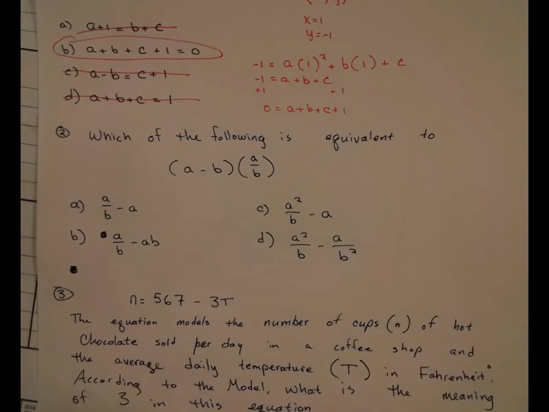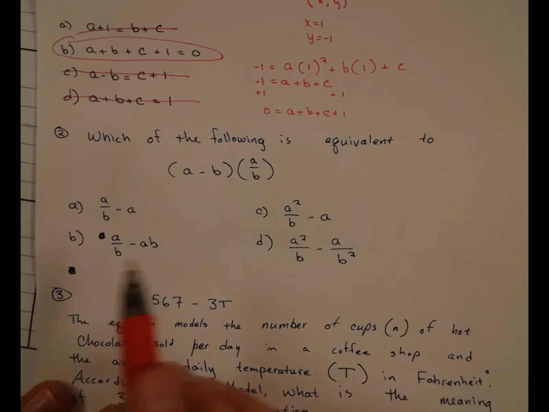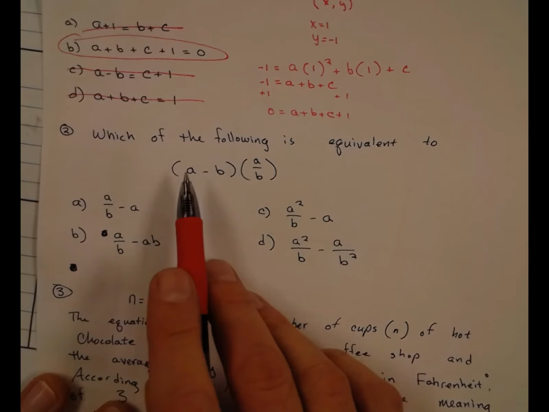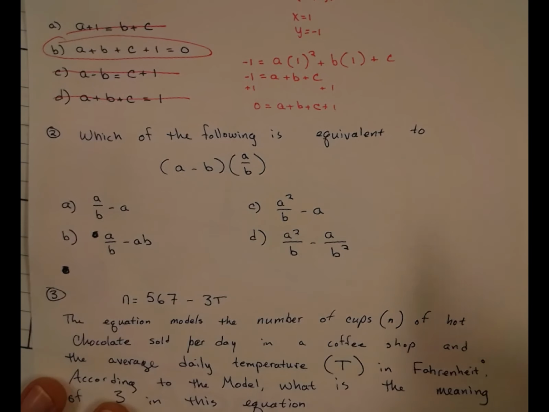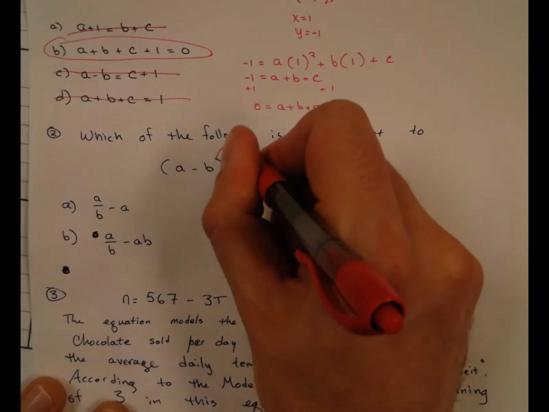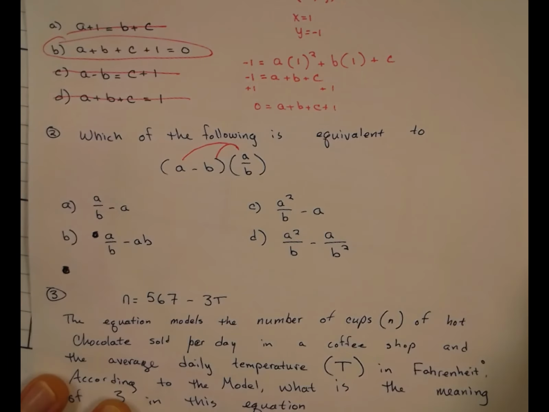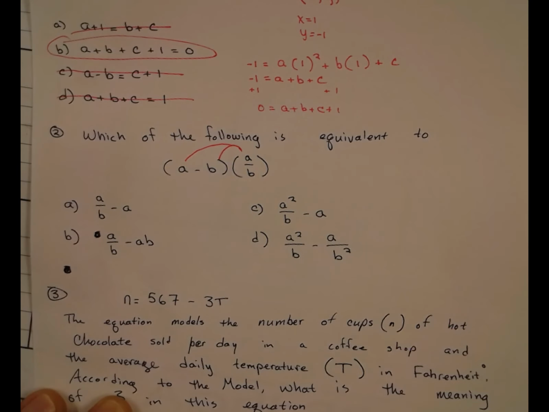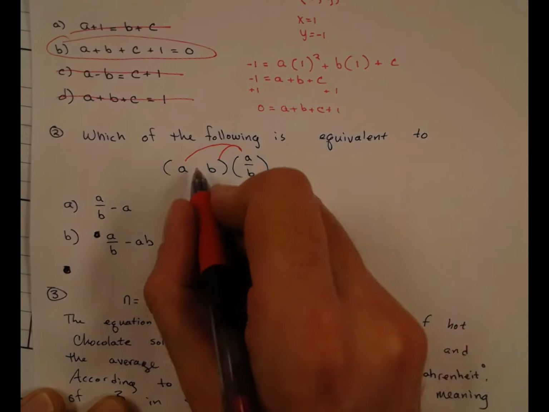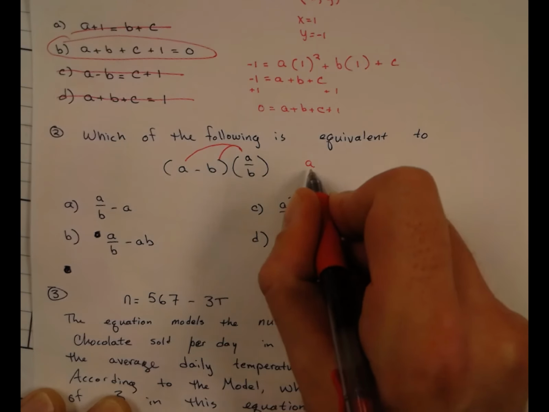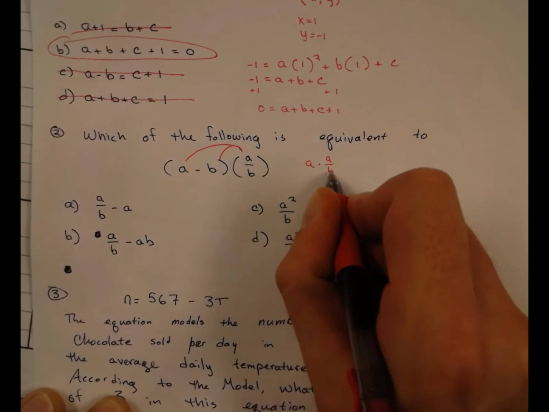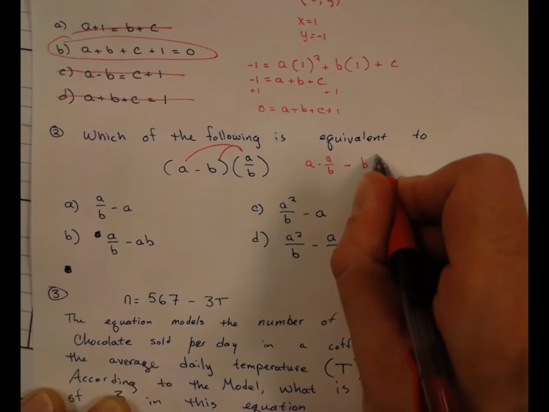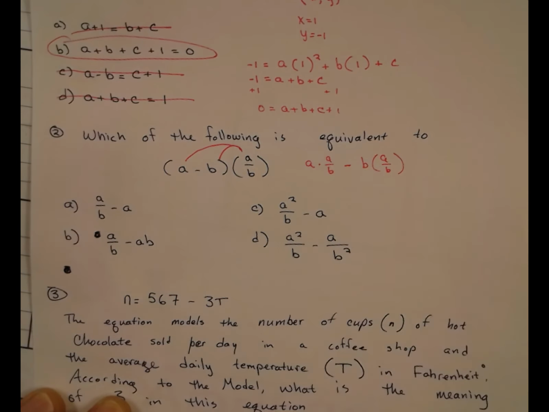All right, this next question is very, very close to one of the questions on the SAT practice. I just changed the numbers up a little bit. Which of the following is equivalent to this expression here? Now, normally when we distribute, we have the single term first and the minus or plus term second. But it doesn't matter if the minus or plus term is first. We're still going to distribute. So a times a over b minus b times a over b when we distribute.